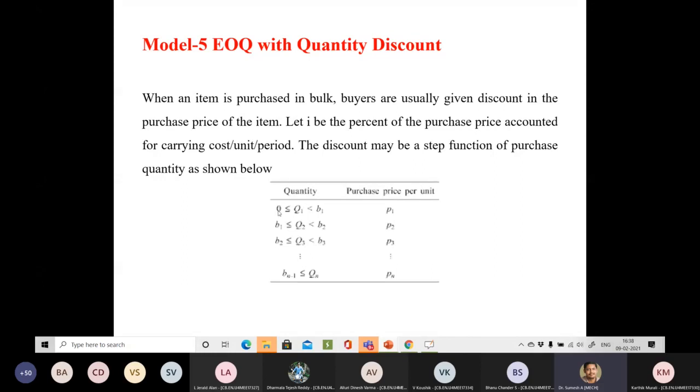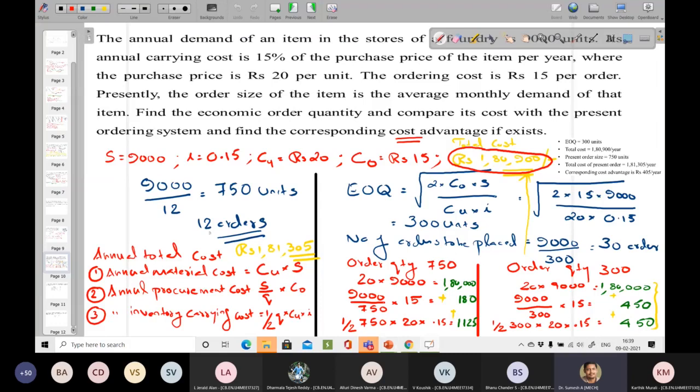Here the first range will be 0 to 100. Up to 100, whatever quantity you buy, you get a price like this. For the second, the minimum order quantity is 101, so the range is 101 to 200. Then the next range starts at 201, so the minimum order quantity you have to take is 201. That's the way you can calculate it, compare the total cost and come to a final conclusion. That is what you are doing in EOQ with quantity discount. We'll go back to our sheet once again and solve one problem like this so you can understand it. Then we will wind up this inventory model.